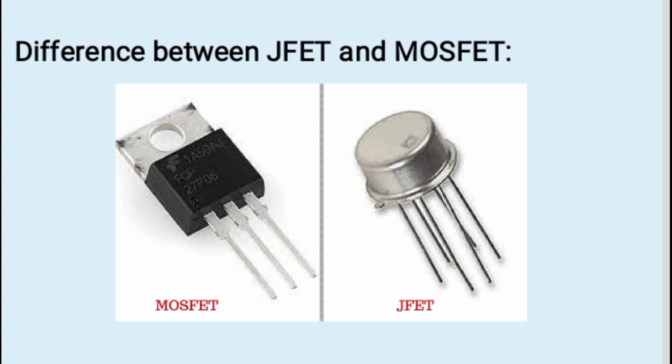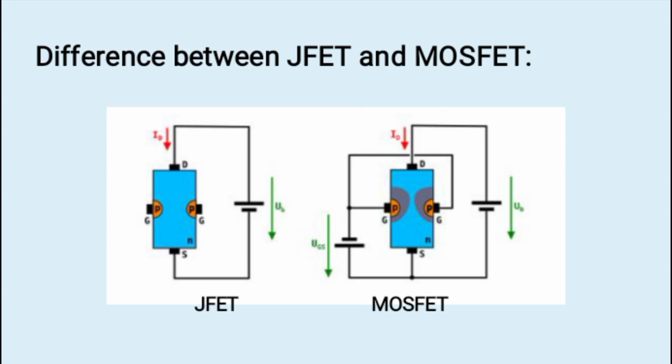Here's the physical difference between JFET and MOSFET. The main difference between JFET and MOSFET is in the way the gate controls the current flowing through the channel region. The voltage applied to the gate in JFET modulates the width of the depletion region, while in MOSFET, it creates an electric field that forms a conductive channel.